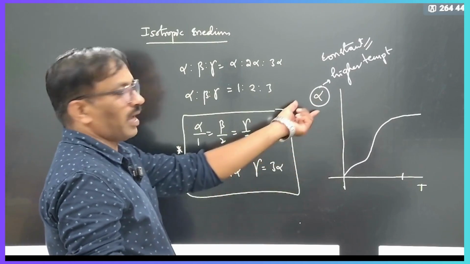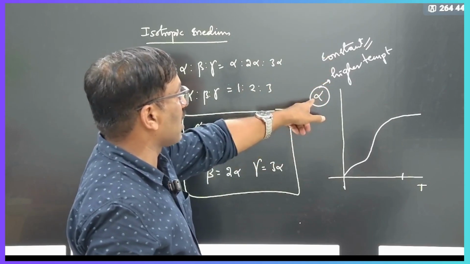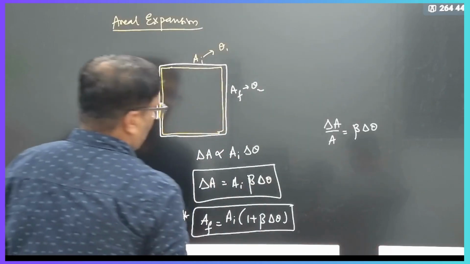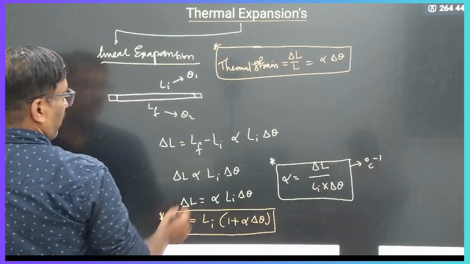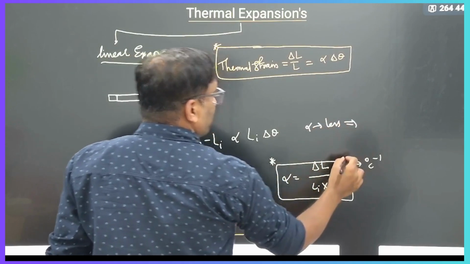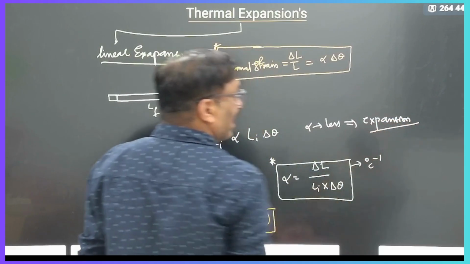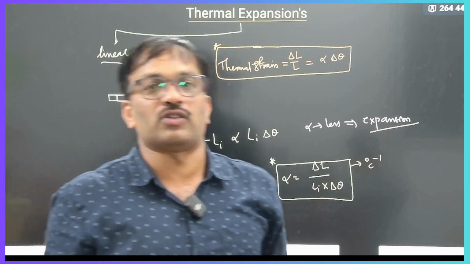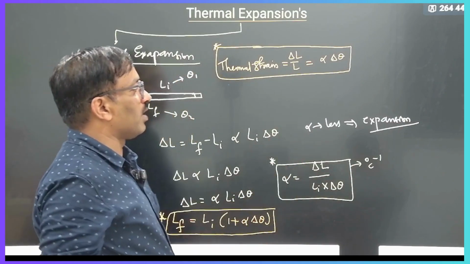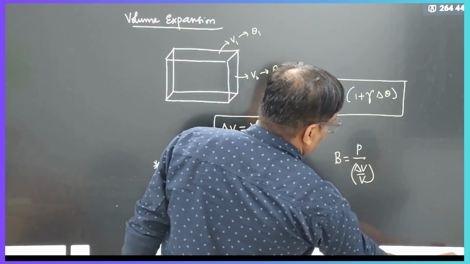Pure metals have a slightly higher value, while for alloys the alpha value is very much lesser. One more important point: if alpha is less, the expansion will be less. So for devices where you require less expansion, you have to choose a material with a very small alpha value. Where you require larger expansion, the alpha value should be large. Clear? Now we will go for some applications.